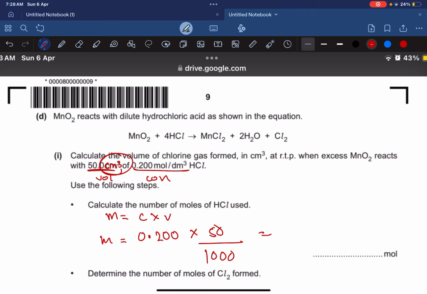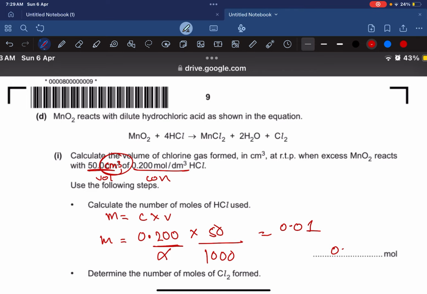And you get your answer. That's going to be 0.200 times 50 divided by 1000. And that's going to give you 0.01 moles.